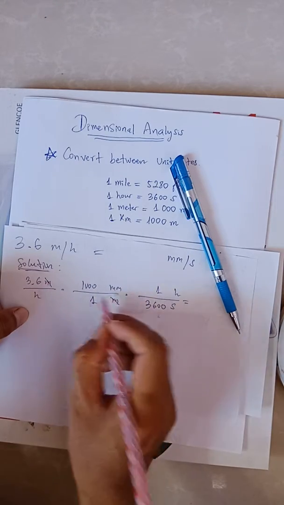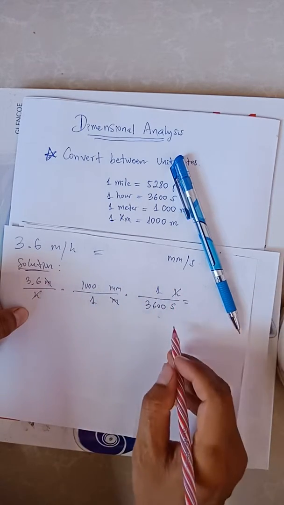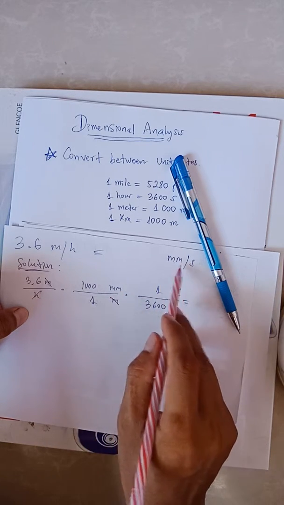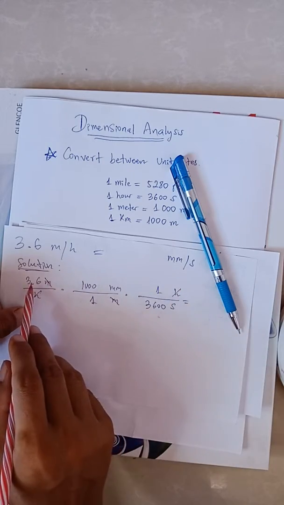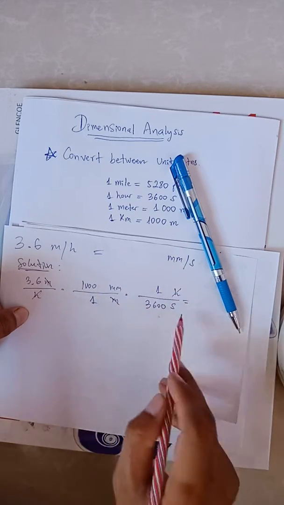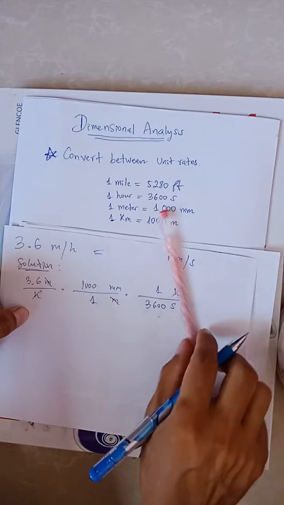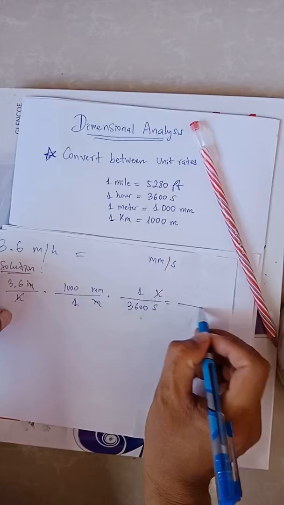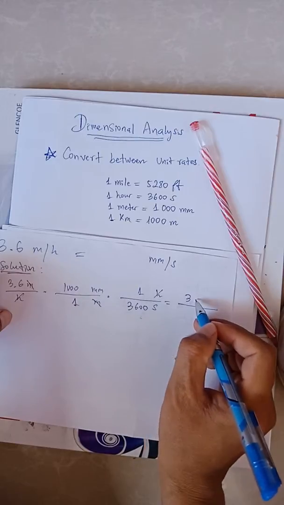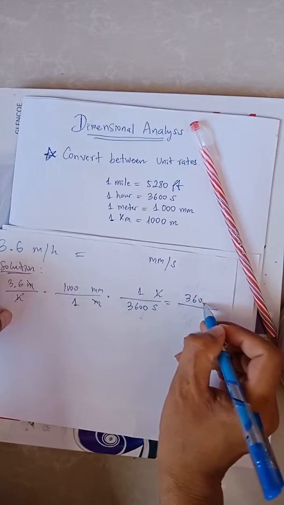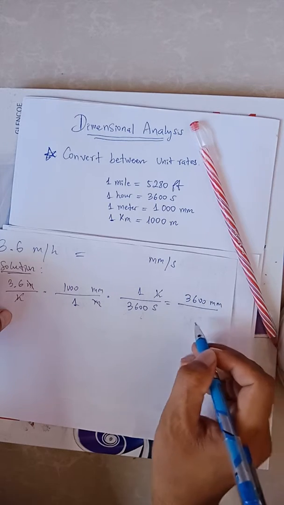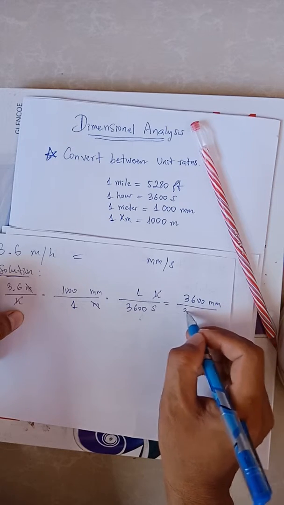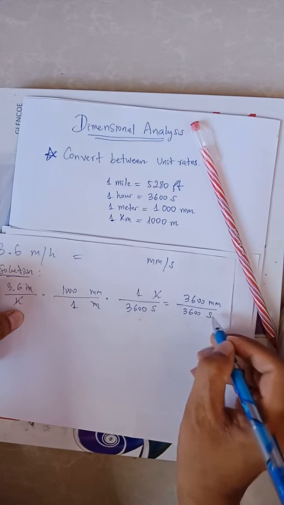Let's do the cross simplify. Meter with meter, and then hour with hour. All we have left is millimeter and second, which is what we want, millimeter per second. Let's multiply the numerator together and then the denominator together. So you have 3.6 multiplied by 1000. You will have this as 3600 millimeter, and then you have 1 multiplied by 3600, so you have 3600 second.